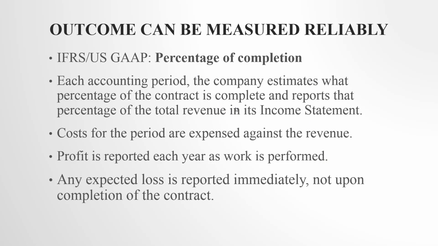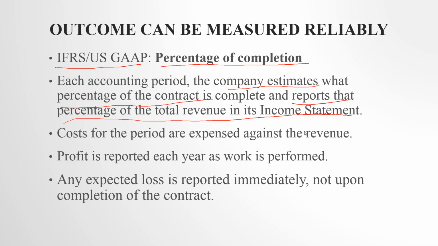Like I said, if the outcome of the project can be measured reliably, then under both the IFRS and the US GAAP, we use the same method. It's called the percentage of completion method. Now, in this method, the amount of revenue that the company reports is a function of how much work has been completed. So the company estimates what percentage of the contract has been completed, and then it reports that percentage of the total revenue on its income statement.